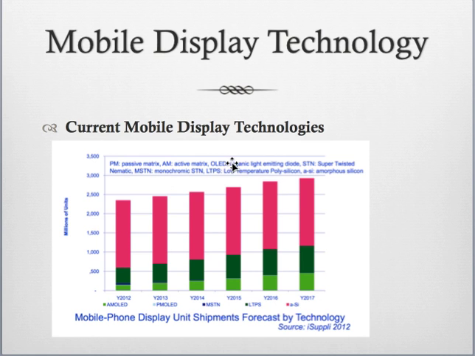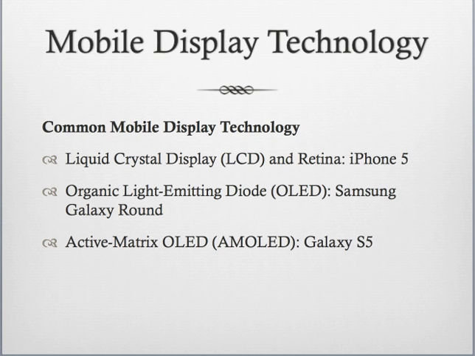As you see in the figures, LTPS, LCD, and AMOLED displays are driven by smartphone markets. Better performance drives LTPS, LCD, and AMOLED displays' price. AC LCD is still being used in feature phones and entry-level handsets. And then let's talk about the common mobile display technologies.